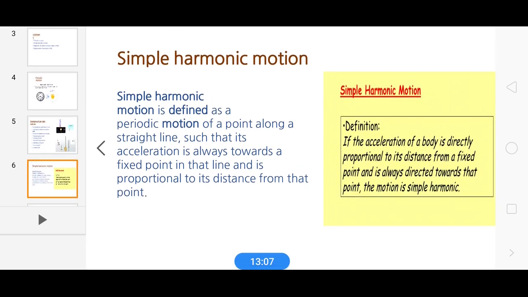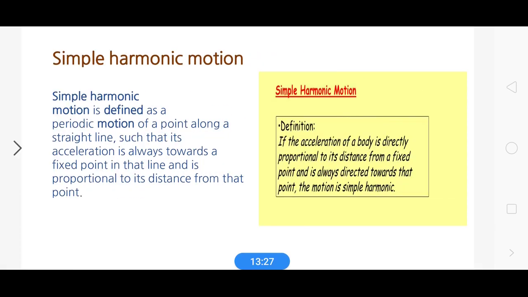Simple harmonic motion is defined as a periodic motion of a point along a straight line such that the acceleration is always towards a fixed point in the line, and it is proportional to the displacement from that point.